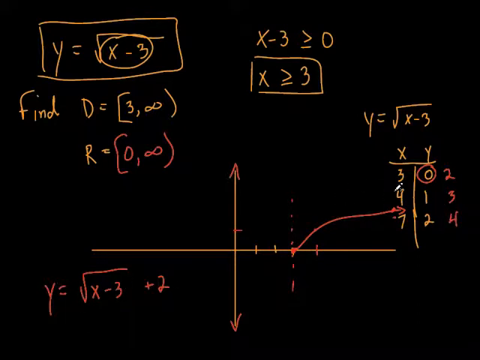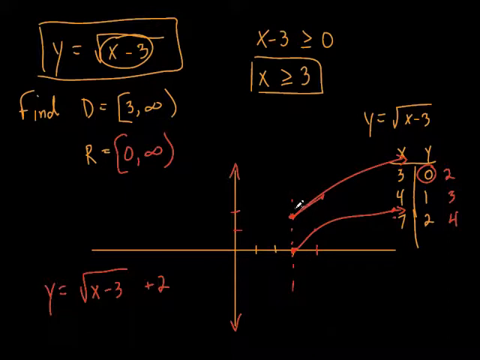What if I put a plus 2 here? What does that do to my graph? Instead of 3, 0, it's what? It's 3, 2. Instead of 4, 1, it's 4, 3, which would be about right there. Instead of 7, 2, it's 7, what? 4, which would be up here. So it's the same exact graph. Oops, it curves a little bit more than that. It's the same exact graph, except it raises up 2.